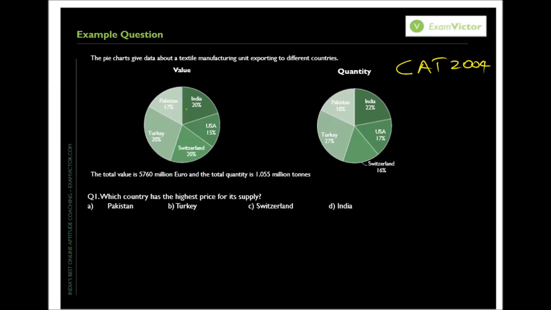So how do you understand this? You need to know what this whole pie is equal to. That's given at the bottom. The total value is 5760 million euros. So 5760. Now if I were to ask the question, what is USA's share? The way to get that is that you have to multiply 15% into 5760. And that's how you get USA's share.